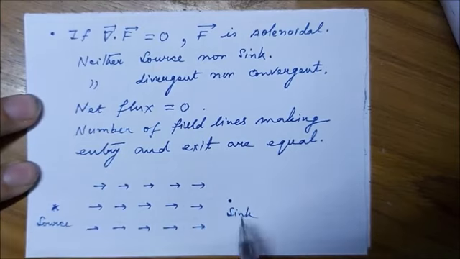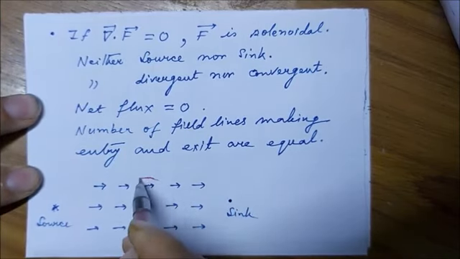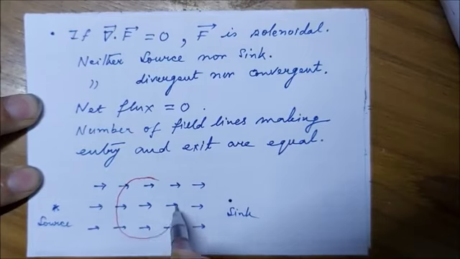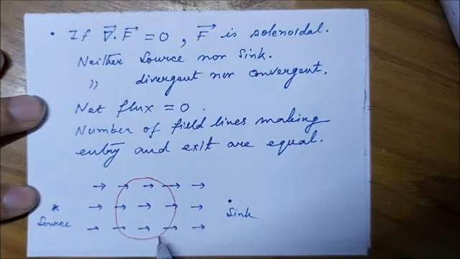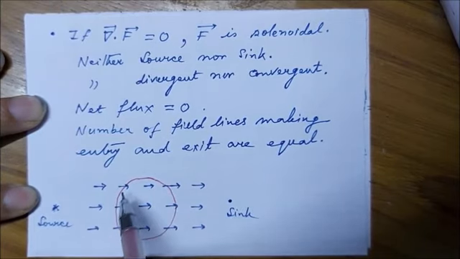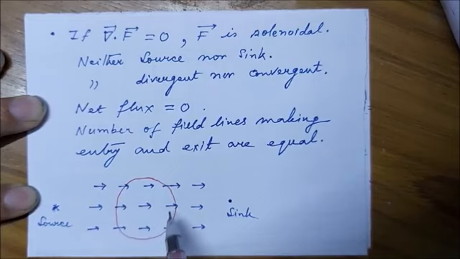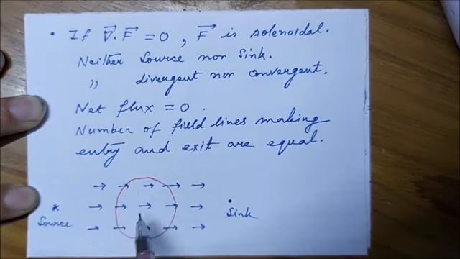And let us consider a closed surface in this region. If we move over the closed surface, we find that there are entries of field lines into the closed surface and there are exits also. If we now count the number of entries, it will be equal to the number of exits, which means nothing is stored in this region of space. So this is a solenoidal field, neither a source nor a sink.